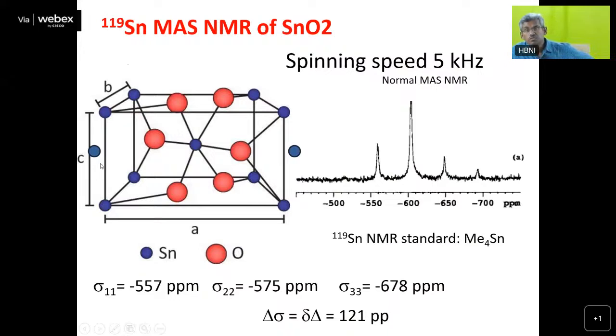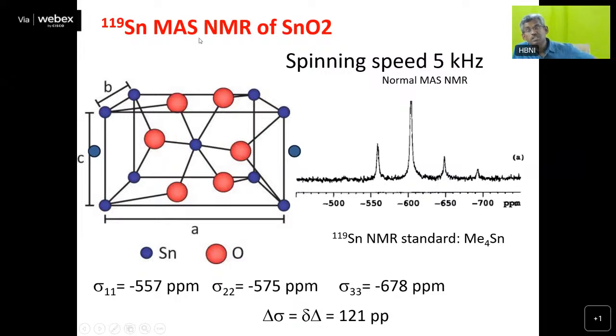In this structure, if you see here, the tin is having 6 oxygen: 1, 2, 3, 4, 5, 6 oxygen. These are called the near neighbors. Then we have got 4 here, 4 here, so total 8, and 1 here, 1 here. So 1, 2, 3, 4, 5 here, 5 here. So total 10 tin as next near neighbors.